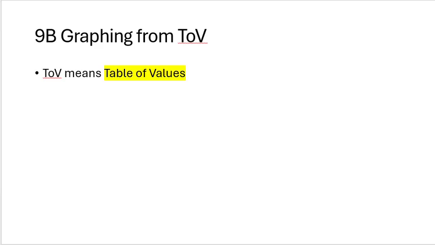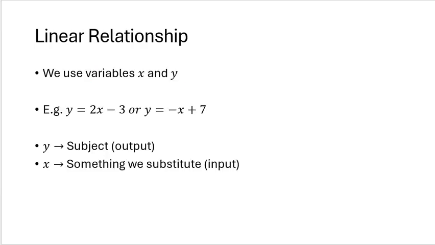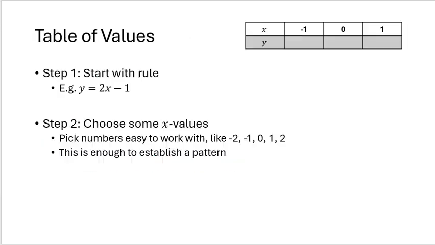Now, 9b, graphing from TOV. TOV just means table of values. So just something that you need to know. We use two variables. We have X and then we have Y. These are the two variables that we mainly use. This is very important right here. The Y value is what we call the subject, and that's the output. So think of the output as, this is what we get. And then X is the value that you substitute in, and that's what you put in first so you can get something in return. Just think about it like that. That's what you need to know so far.